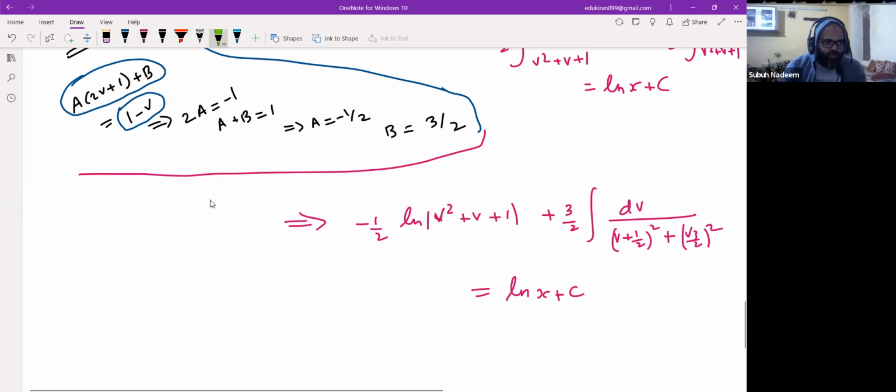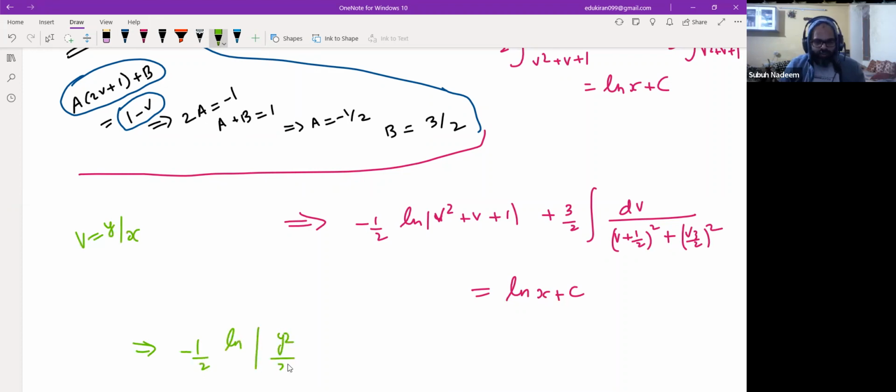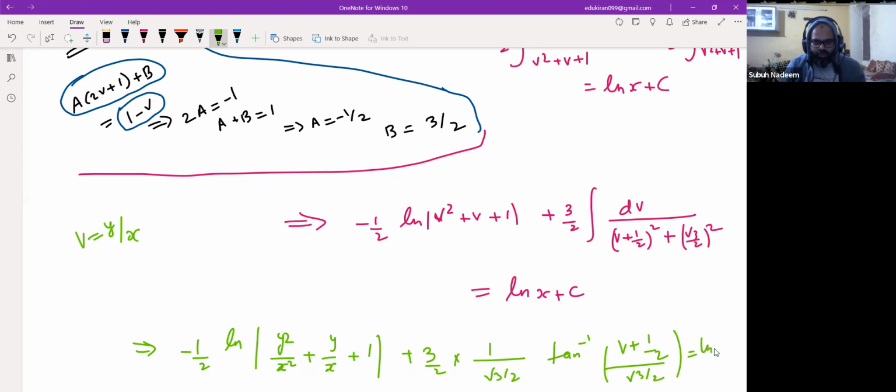Now v is equal to y by x. So we can write it as minus half log of y square by x square plus y by x plus 1 mod plus 3 by 2. And here the integration of 1 by a square plus x square is 1 by a into tan inverse of x by a. This is what we are going to get, is equal to log x plus c.